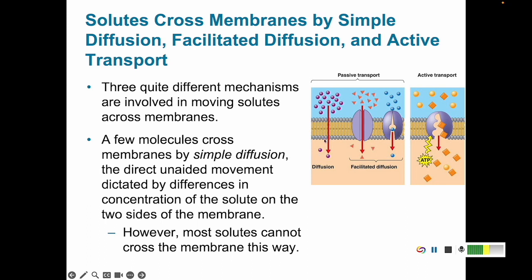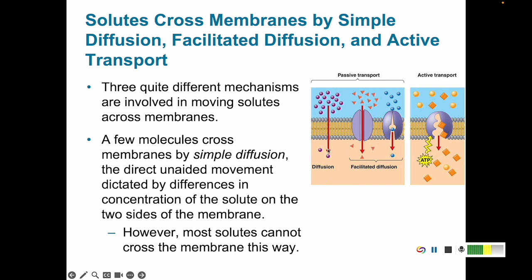Some molecules are able to just come straight through this plasma membrane. That is simple diffusion. This is going to be dictated by their concentration gradient. So you can see it's moving from a lot to a little. Just like people on an elevator spread out, these molecules also want to spread out. And they say, hey, there's more space there. So they spread out to the other side of the membrane.